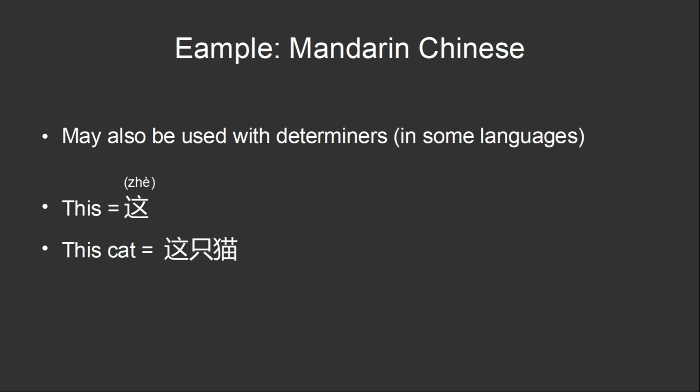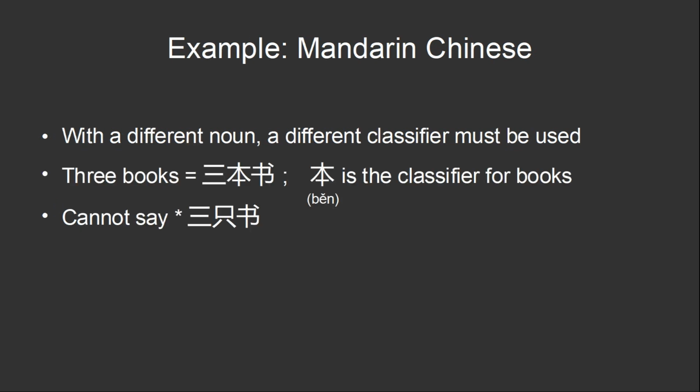Depending on the language, these classifiers may also be used with determiners. So this cat is zhi jie mao. If you want to talk about something else, then you have to use a different classifier. 3 books, san ben shu.